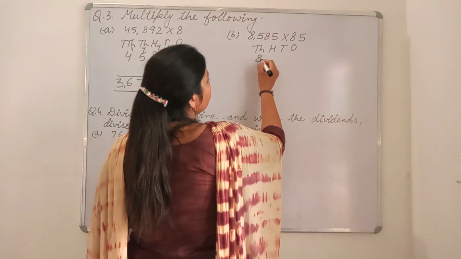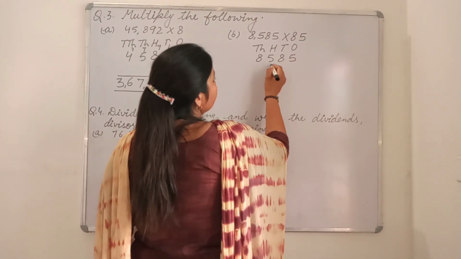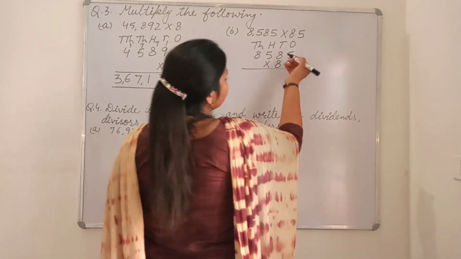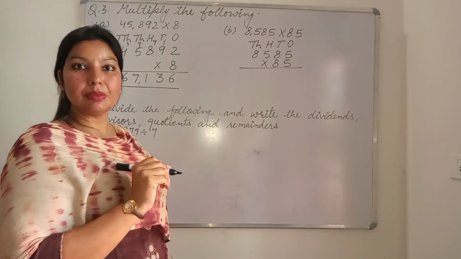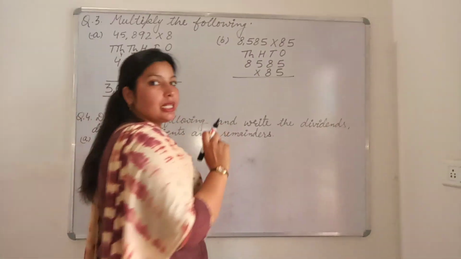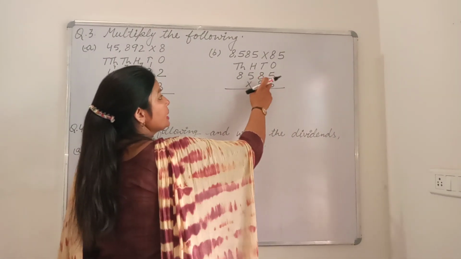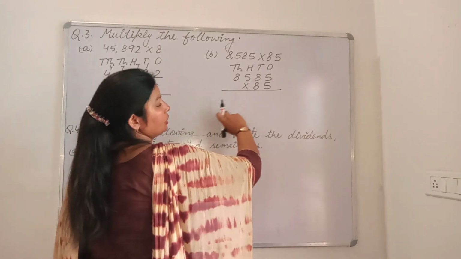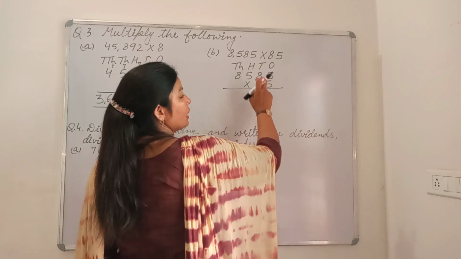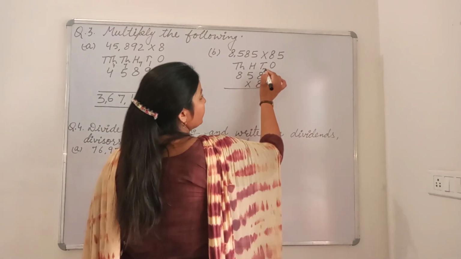Now 8585 multiplied by 85. So in 85 we have two digits. So firstly we should multiply by 5, the ones column, and then we should multiply by the tens column. Okay. So we should multiply ones by ones, tens, hundreds, thousands. So now in the ones column we have 5. So 5 by 5. 5 fives are 25 and 2 goes carry.